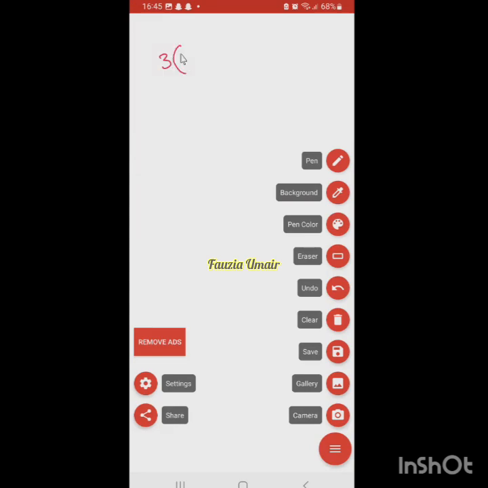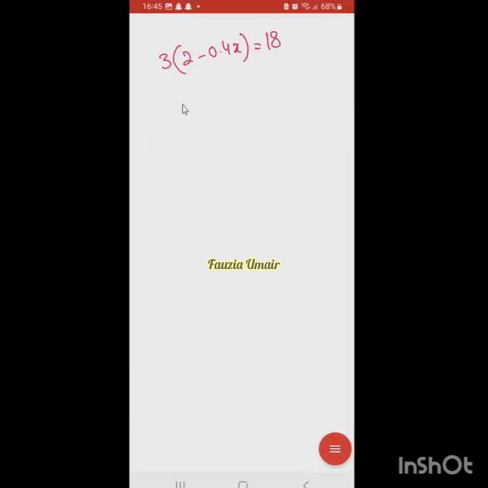All right. So the last part is 3 into 2 minus 0.4x is equal to 18. We need to find out the value of x. So what would be the first step? Expand the bracket. 6 minus 0.12x? Not 0.12. When 0.4 is multiplied with 3, 4 threes are 12. Now there is one digit after the decimal, so we will put the decimal here.